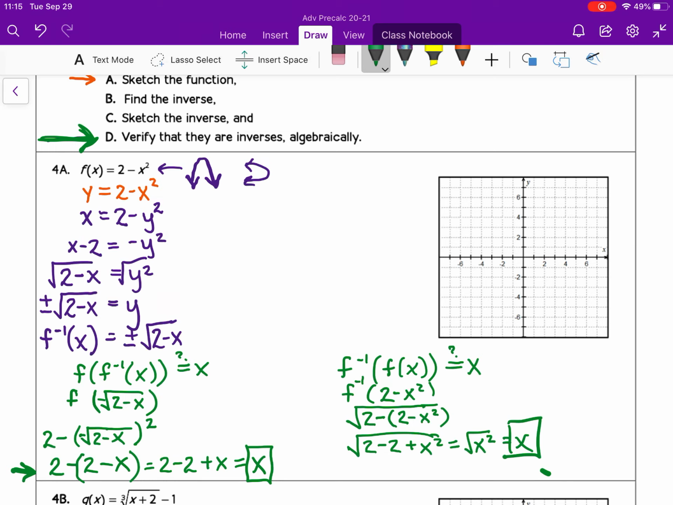Another way that you can verify is to graph both of them. So I'm actually curious to see if Desmos does something. So let's check it out together.